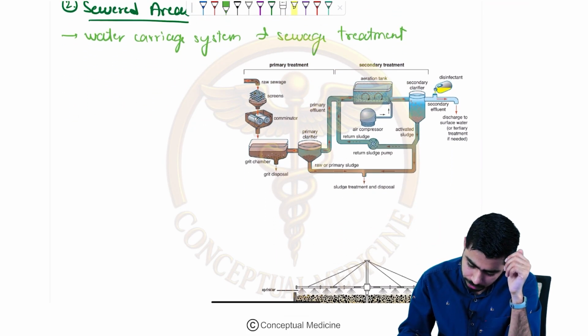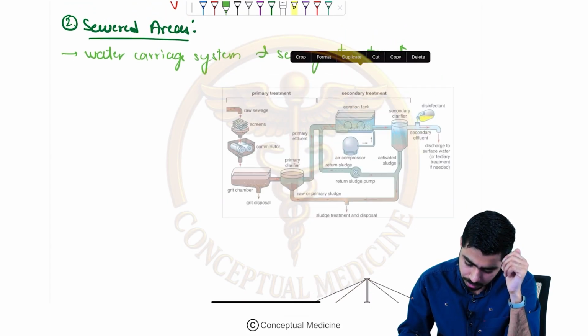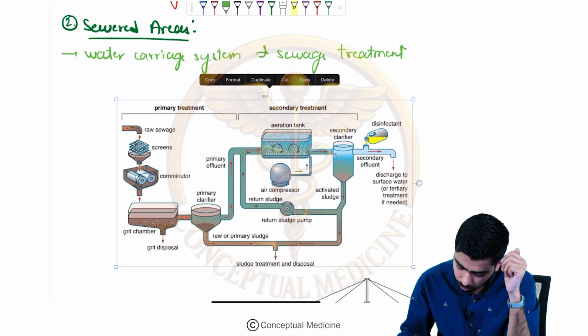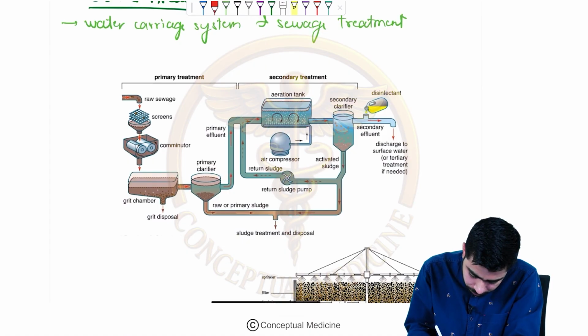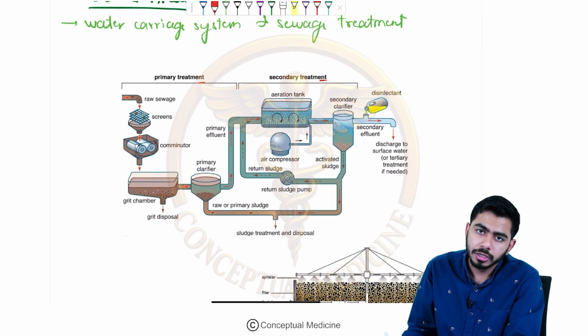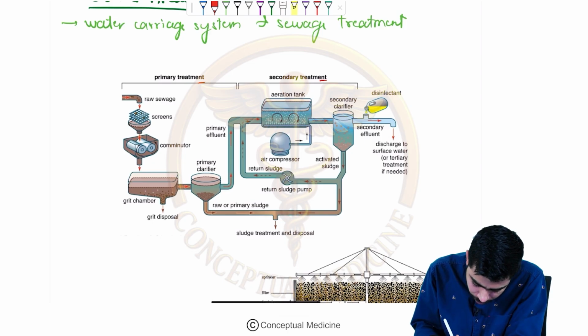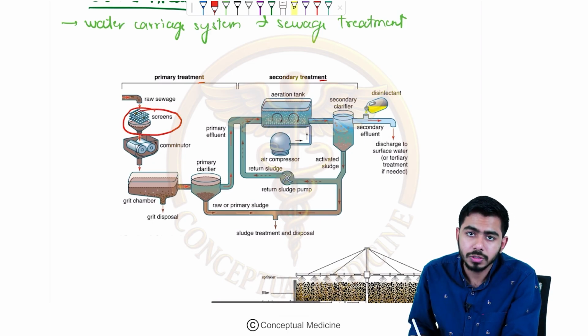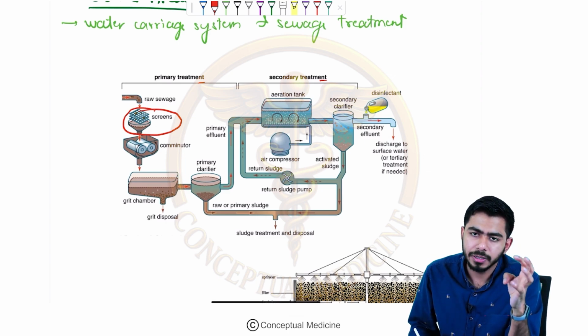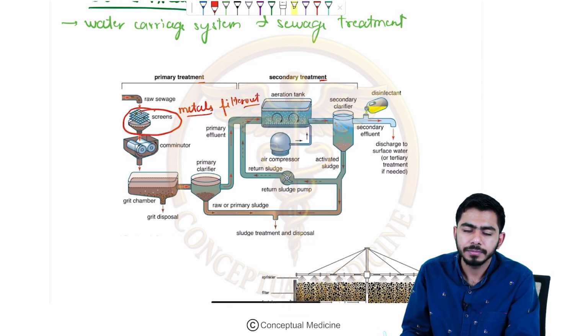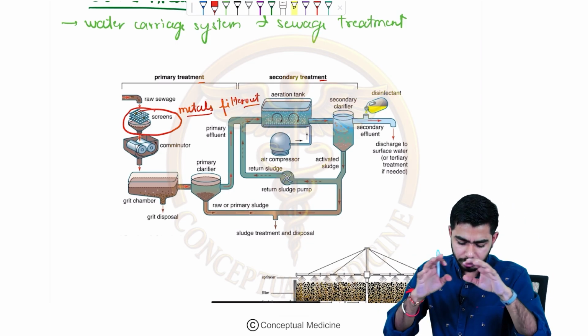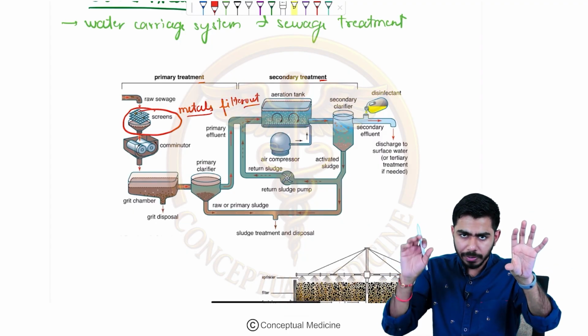But before that, let me give you one overall idea, a briefing about this sewage system and how it actually works. Here we will be talking about the primary treatment and the secondary treatment. In the primary treatment, first of all, the sewage will be going through the screen. Through the screen, some metallic objects will be filtered out.